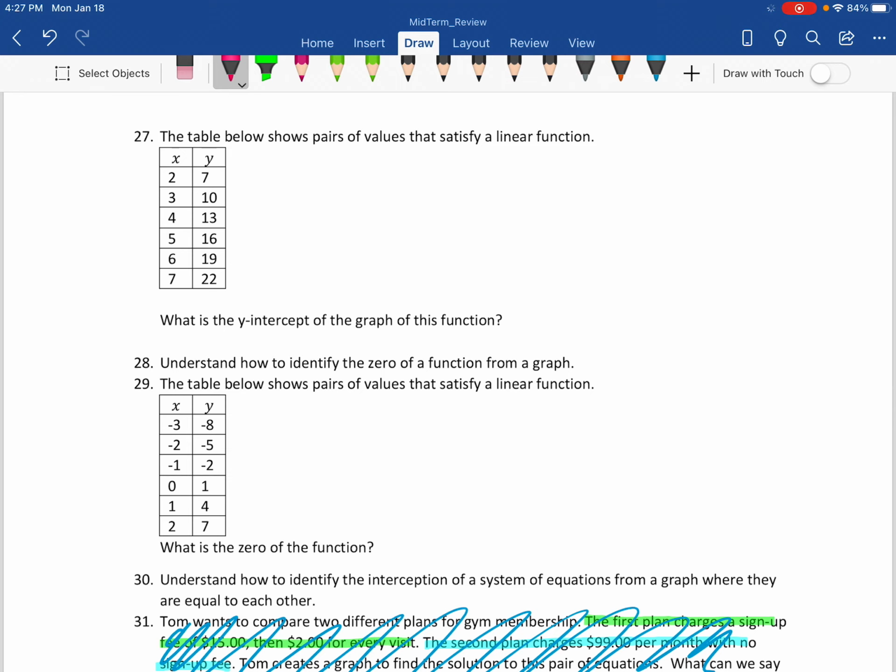Number 27, what is the y-intercept? So we need to find when x is equal to 0. There's a couple ways you can handle this. You can think about what is the rate of change between these numbers. Looking at the numbers, our x values are adding 1. So you could look at it this way. Going from 7 to 10, 10 minus 7 gives me 3. So we're adding 3 each time. So our slope here is 3.